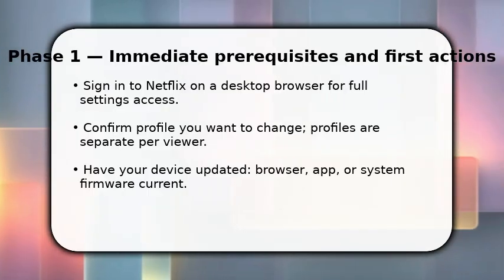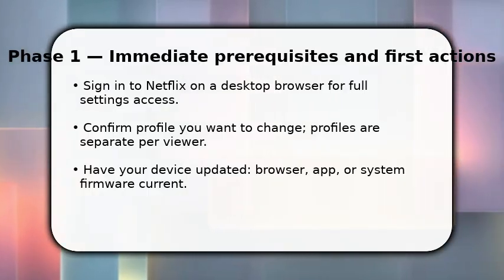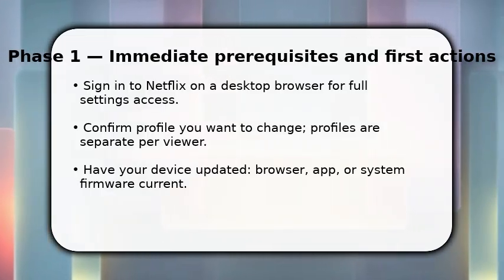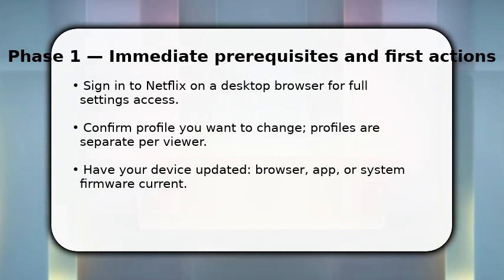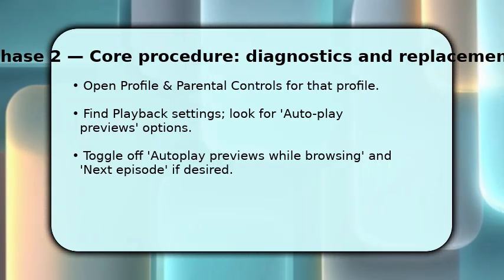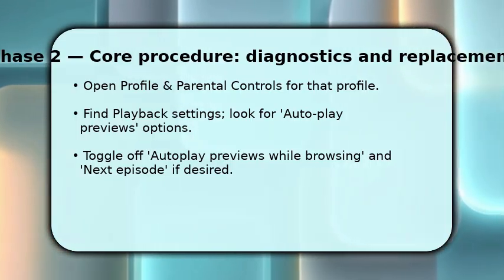Now, open Profile and Parental Controls by clicking your profile icon. This first actionable step exposes the preview controls you'll change next, so don't skip it. You're in Profile and Parental Controls. Scroll to Playback Settings and click Change. That's the core control point.